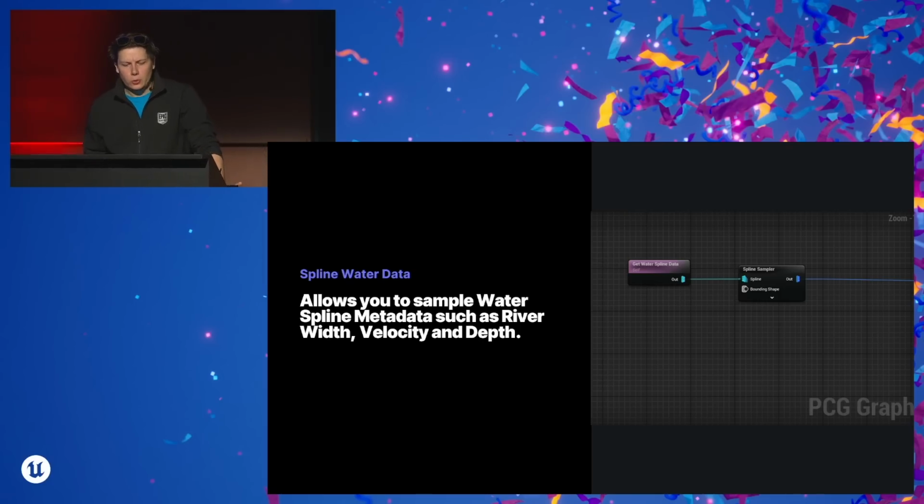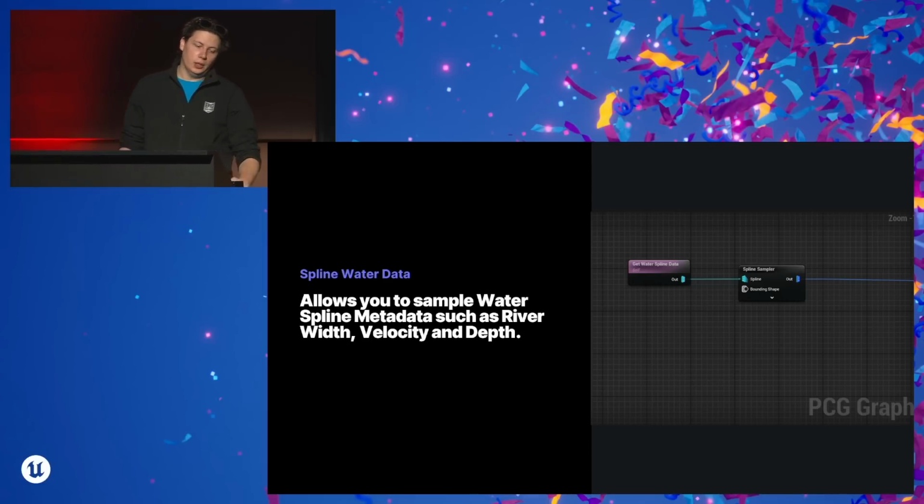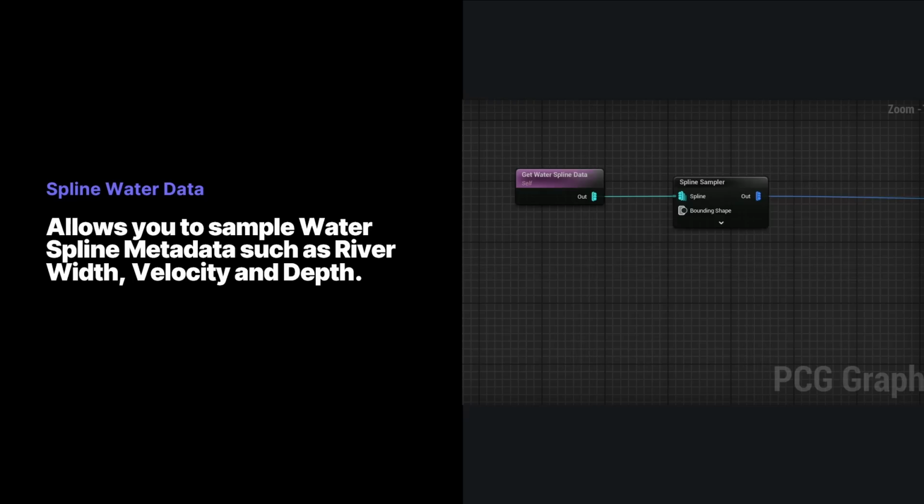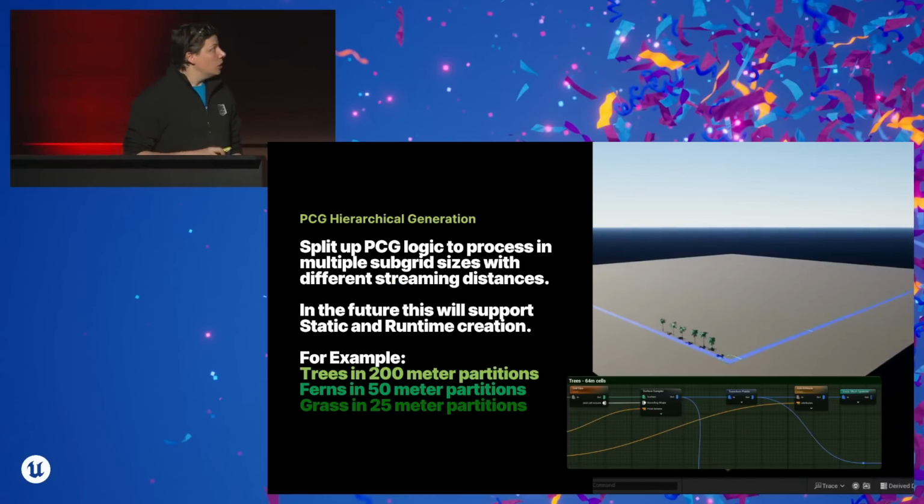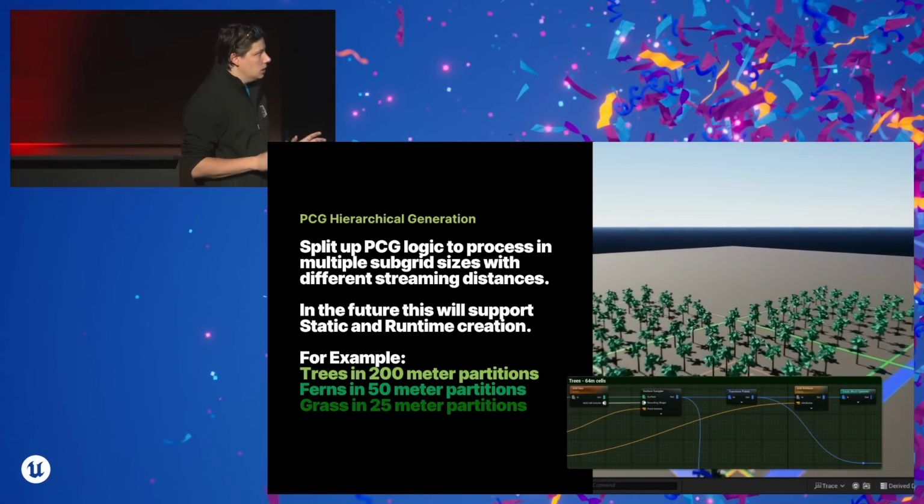We now have spline water data. So again, PCG, if you're bringing it in, be aware that you can sample the water width, velocity, and depth through the spline metadata. This means that you can have some really interesting effects so that, hey, look, if the nearby stream is running quickly, start to place down little rocks that gives it the impression of some rapids and things like that. If the nearby stream is running slowly, let's just chill it out and maybe have some trees still growing there.